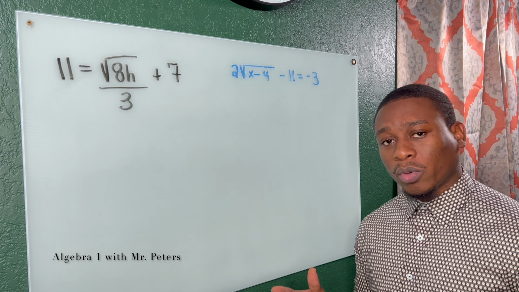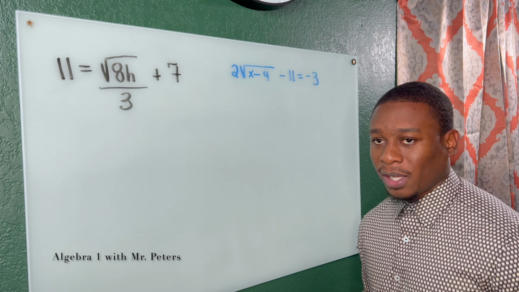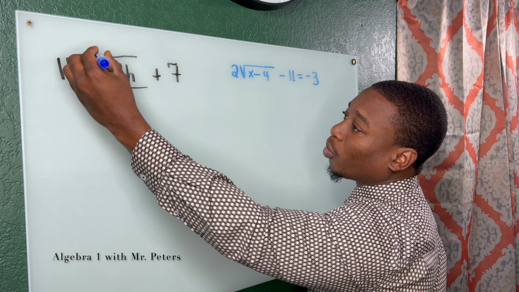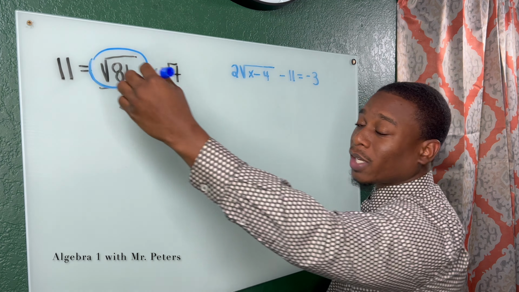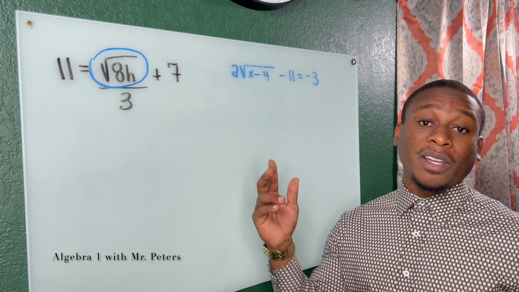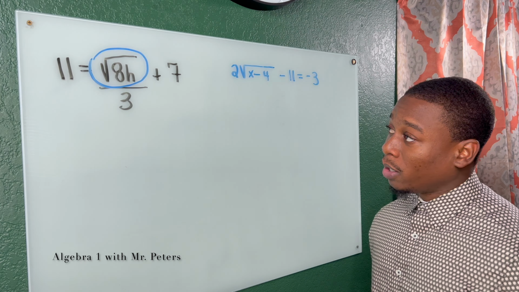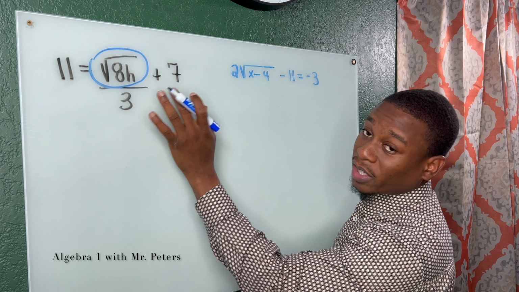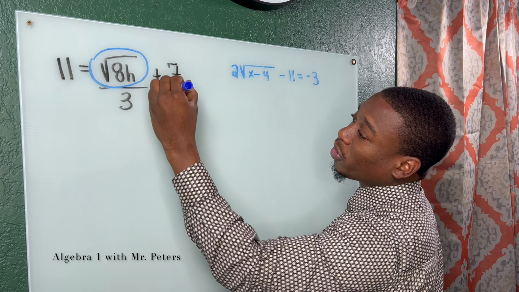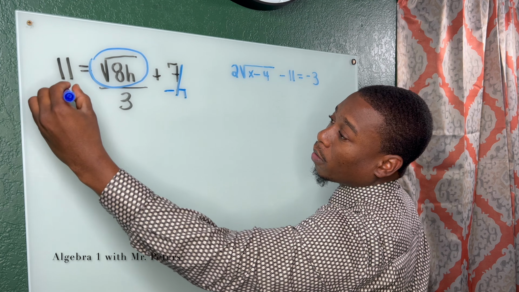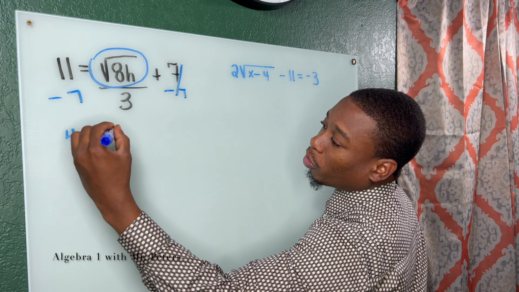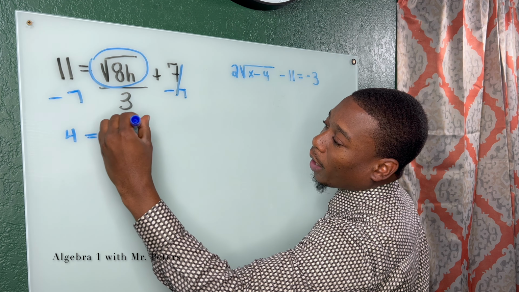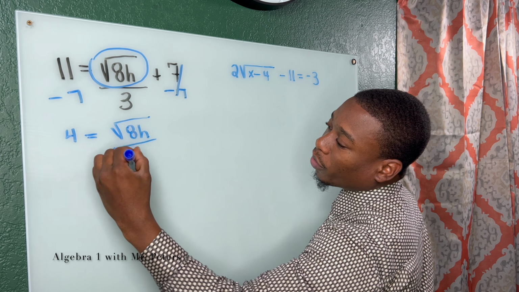So, number one, when we're solving these type of equations, guys, we have to get the radical absolutely by itself on one side of the equation and the constant on the opposite side of the equal sign. So as a result, we're going to get rid of this fraction and we're going to move 7 to the other side. So my first step is to subtract 7. At this step, I'm going to have 4 is equal to radical 8h all over 3.